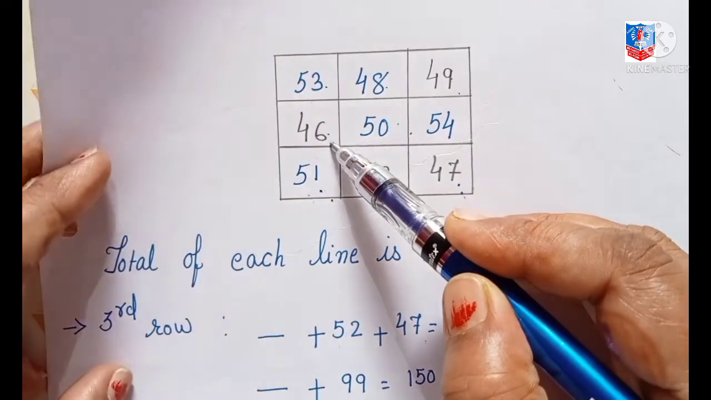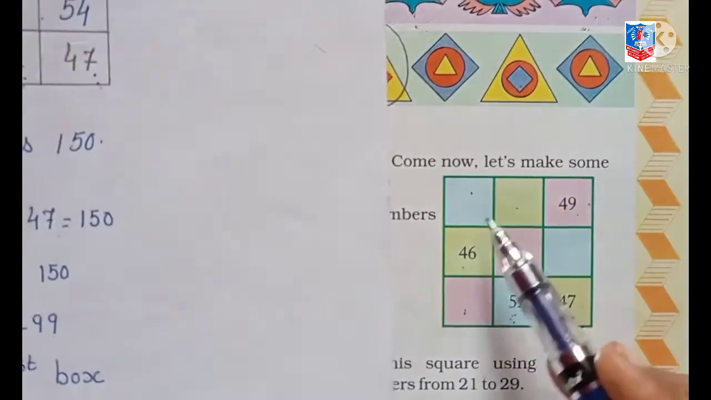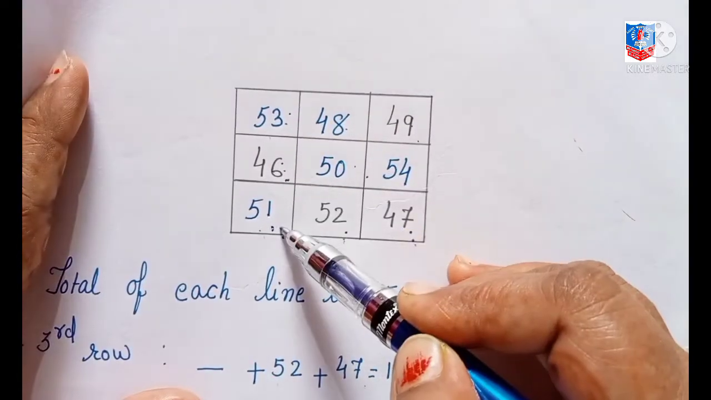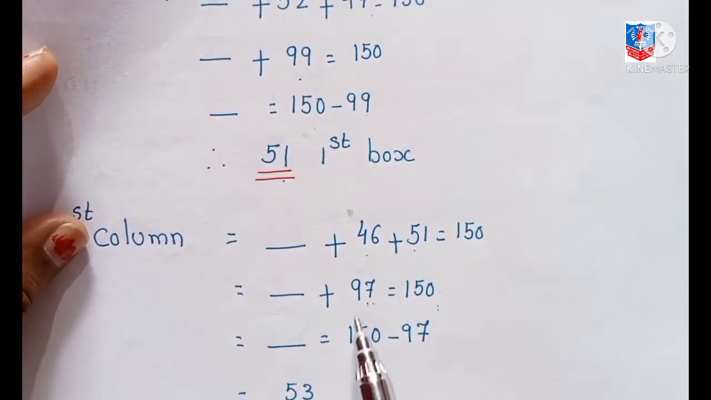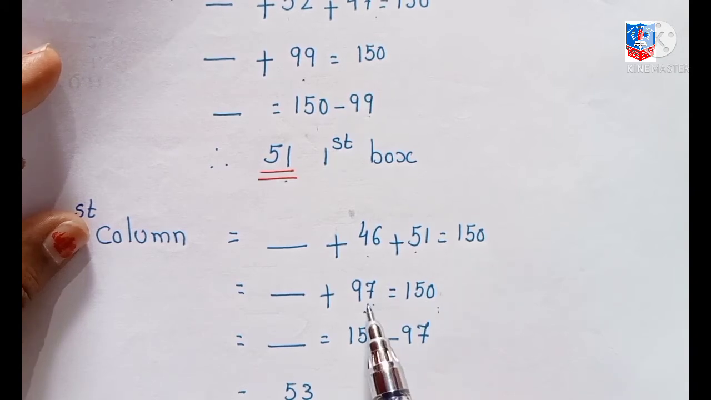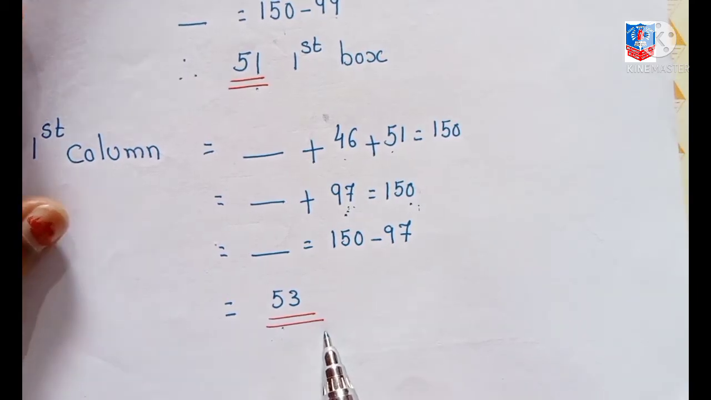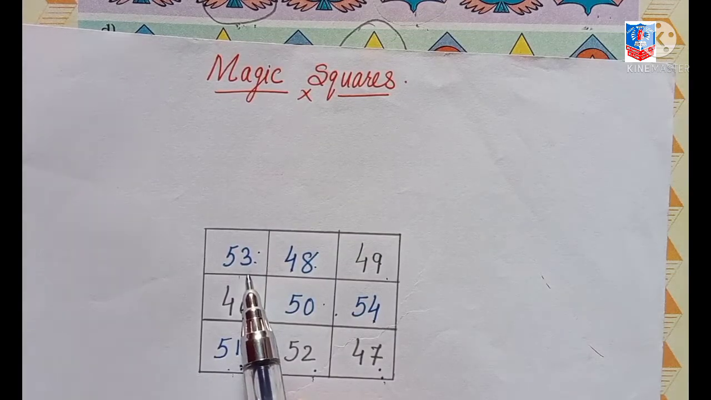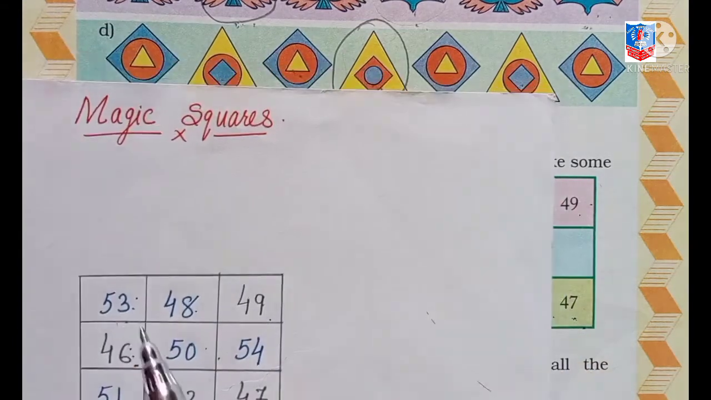Now see, already 46 is given here and we got 51. To get this number, what we will do? We will add 46 and 51. So 46 plus 51 is 97. When we subtract 97 from 150, we will get 53. So we will write here 53. We got the answer 53.